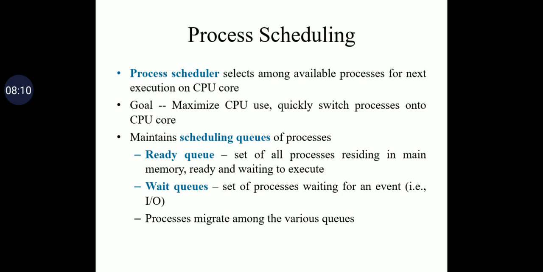Scheduling queues will be maintained, as I told. Two types of queue will be there. One is the ready queue, where processes stand in a queue to get executed next by the processor. Next is the wait queue. This wait queue is for IO devices. Many processes will be waiting for an IO request, so a queue will be formed, which is called a wait queue. And the processes can migrate between different queues based on their priority.